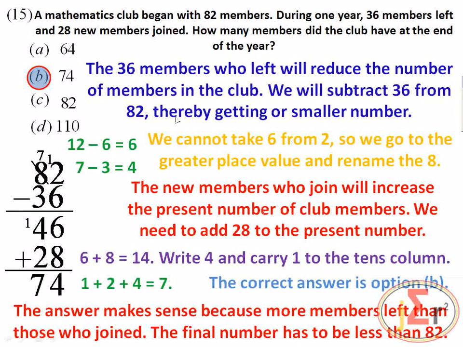So remember now, how many are leaving? 36. And how many joining? 28. Which is a larger number? 36. So the larger number left the club. Therefore, in the end, the number that we have must be less than 82. That makes sense.